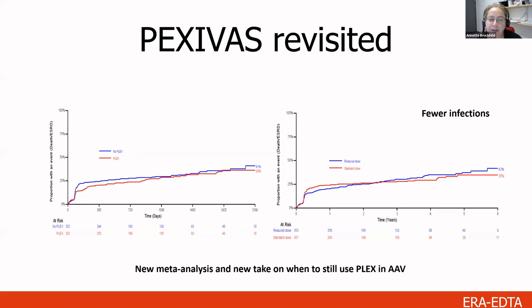So some people interpreted this trial that now we should stop with plasma exchange, but I think many nephrologists have felt a bit uncomfortable with this. So there will be new information, a new meta-analysis, and new advice on how to consider plasma exchange in our patients, but it will not be the ones with 50 in GFR.